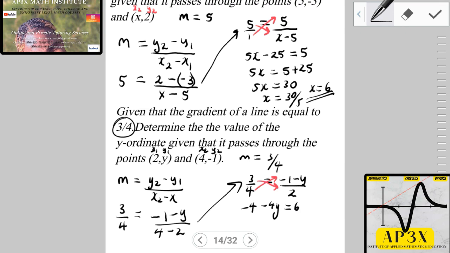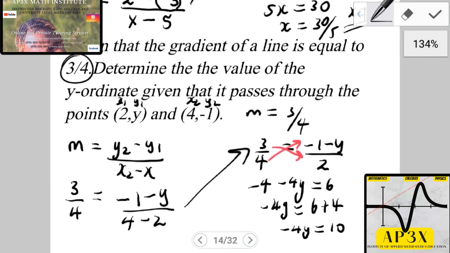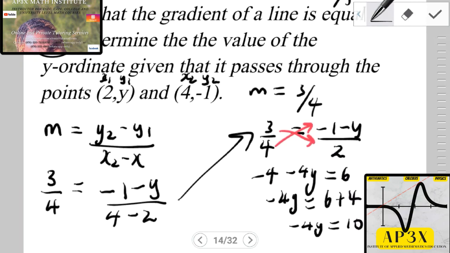Now, naturally, we solve this equation here, transposing the negative 4. So we end up with negative 4y is equal to 6 plus 4, so negative 4y is equal to 10. All right, I'm running out of space here, guys, so let's see if we can drop it somewhere in the middle. Negative 4y is equal to 10. So we can divide both sides by 4.